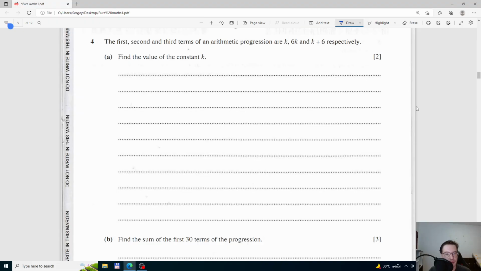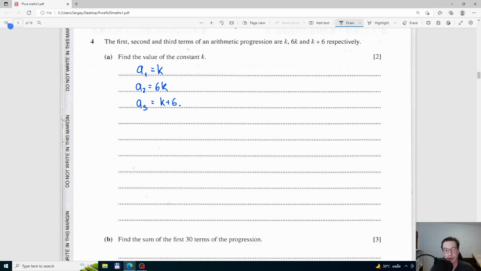Okay, progression again. This time it's an arithmetic progression, and we know that the first term equals k, the second term equals 6k, and the third term equals k plus 6. We're looking for the value of the constant k.